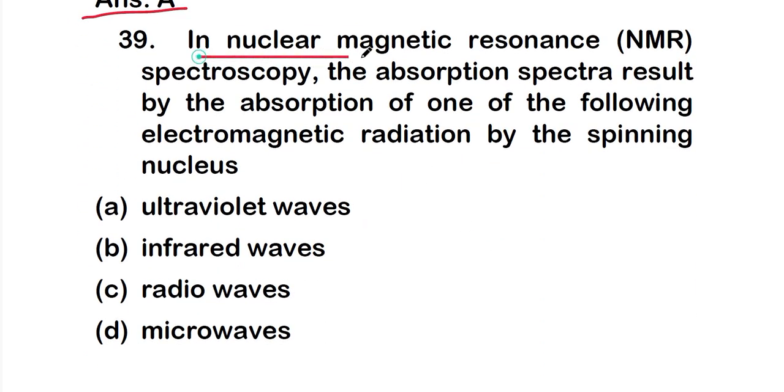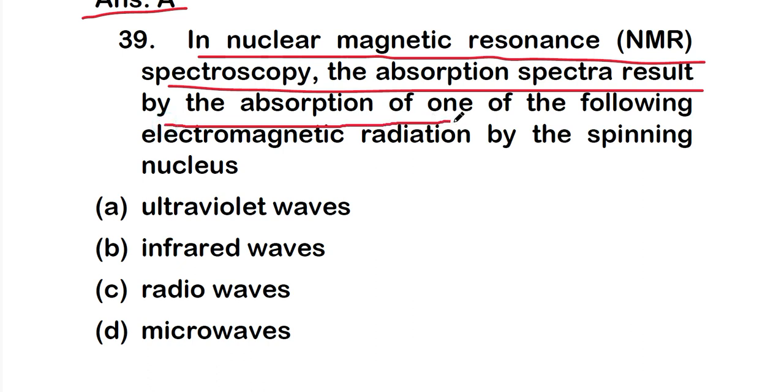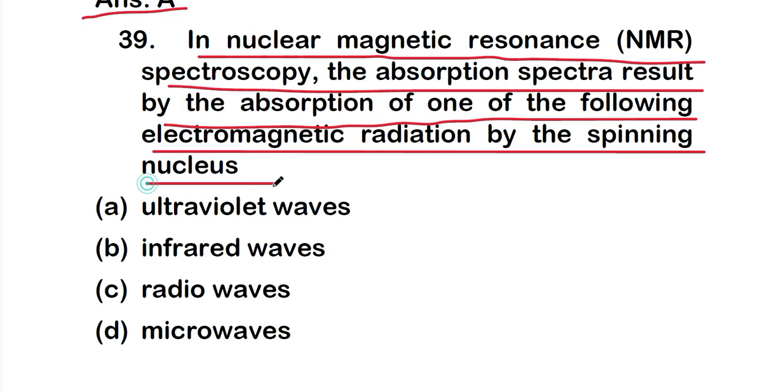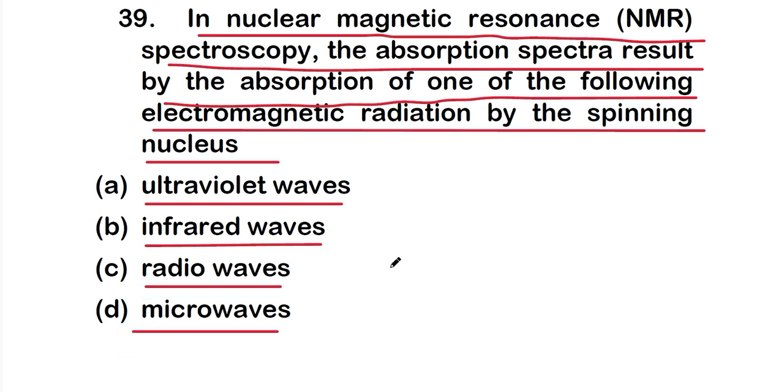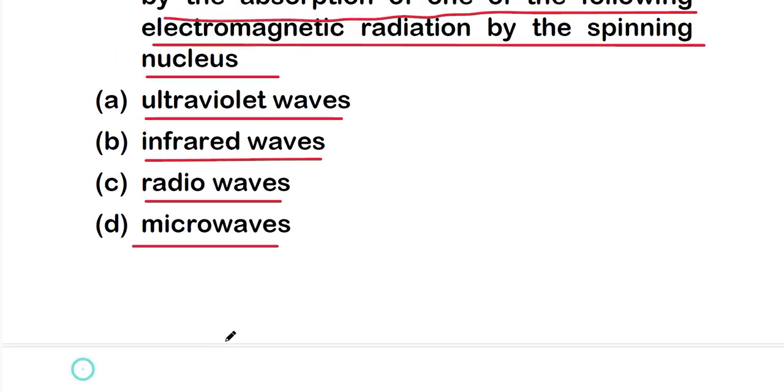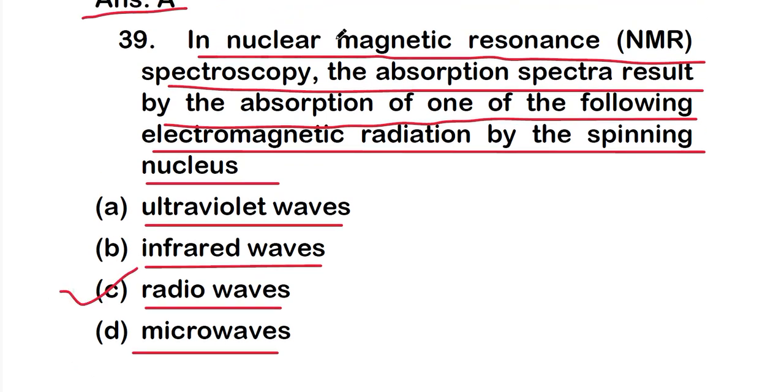That is, in nuclear magnetic resonance, that is NMR spectroscopy, the absorption spectra result by the absorption of one of the following electromagnetic radiation by the spinning nucleus is option A, ultraviolet waves, option B, infrared waves, option C, radio waves, or option D, microwaves. So the right one is option C, that is radio waves. So in nuclear magnetic resonance spectroscopy, the absorption spectra result by the absorption of radio waves by the spinning nucleus.